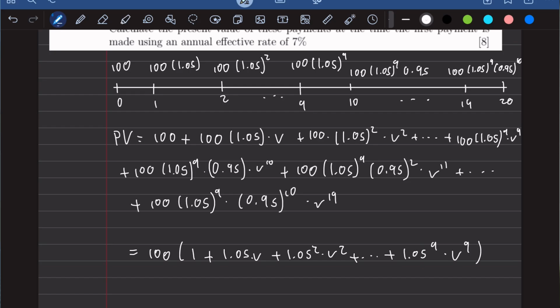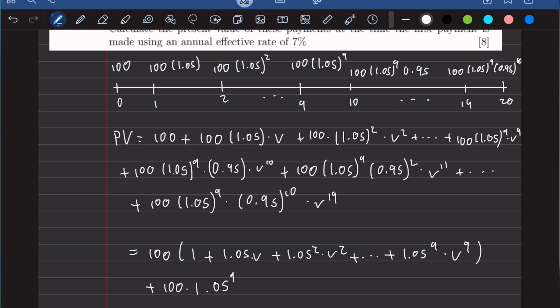Cool. Okay, so that's our first pattern. And then in the second one over here, I can see that I have 100 and I have a 1.05 to the power of 9 in each of them. So I can factor out that. So I can factor out 100 and I can factor out a 1.05 to the power of 9.